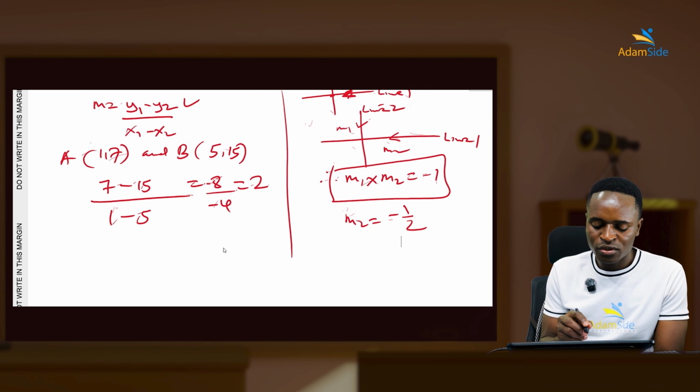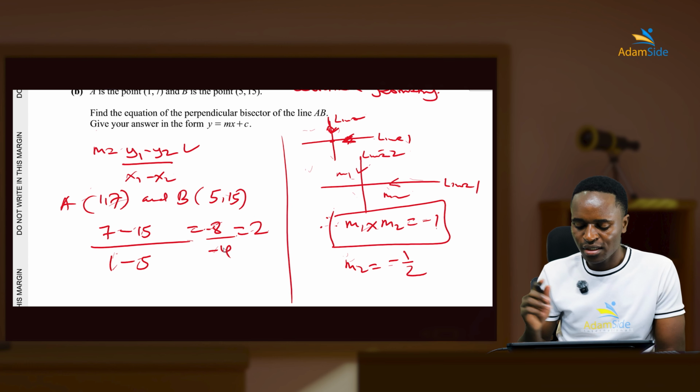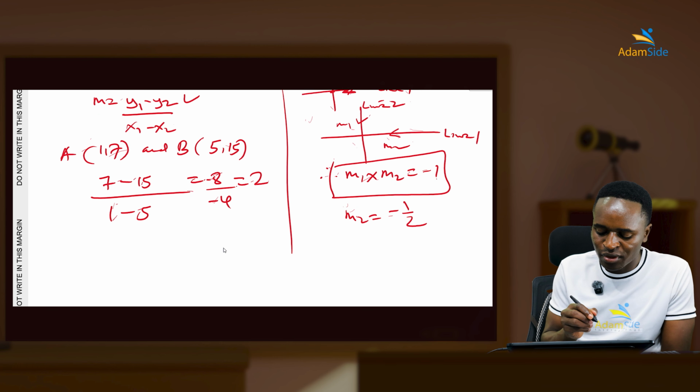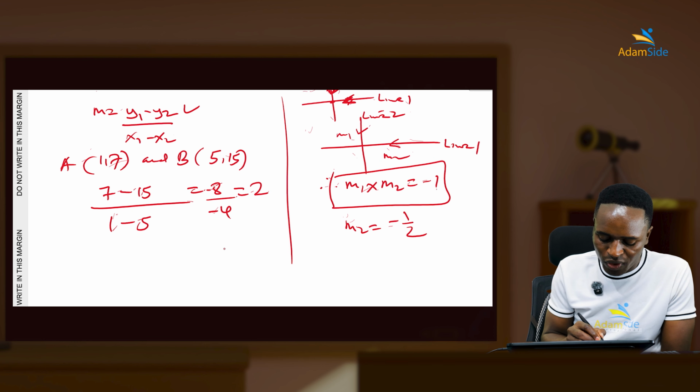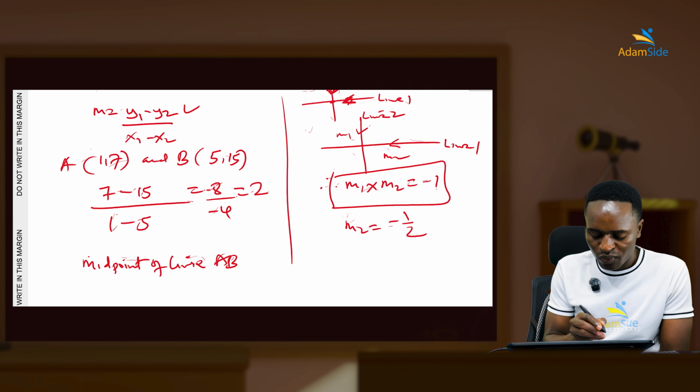Now, what do they want? They say find the equation of the perpendicular bisector. It means it passes through the center. Perpendicular bisector means that it passes through the midpoint. We need to find the midpoint of line AB with those coordinates.